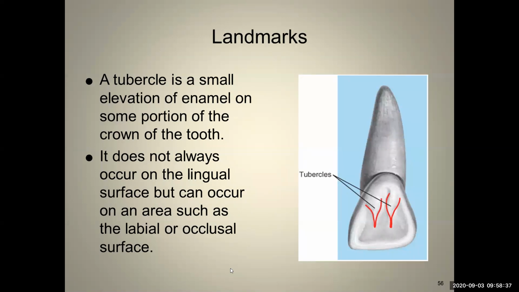So we're further dividing and learning the language, right? The cusp tips, those types of things. You've got something called a tubercle, which is a small elevation. It's not a cusp or anything, but it's a small elevation of enamel on some portions of the tooth. It doesn't always occur on the lingual surface, but it can occur on an area like the buccal or the occlusal surface. So it's an elevation. A tubercle is not a cusp, it's just an elevation.